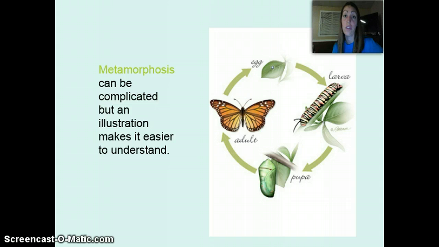Okay, scientific drawings are very important. Like I said, they have to show the detail. Okay, because people need to be able to learn things from your drawings.